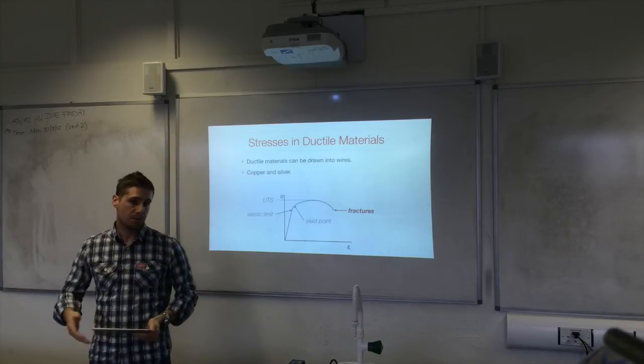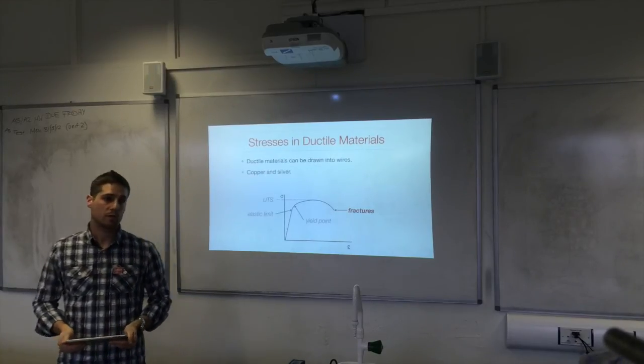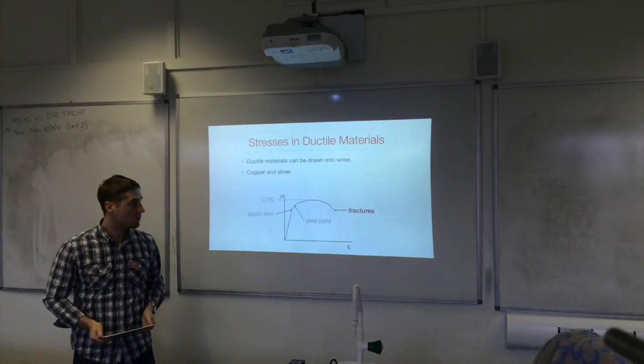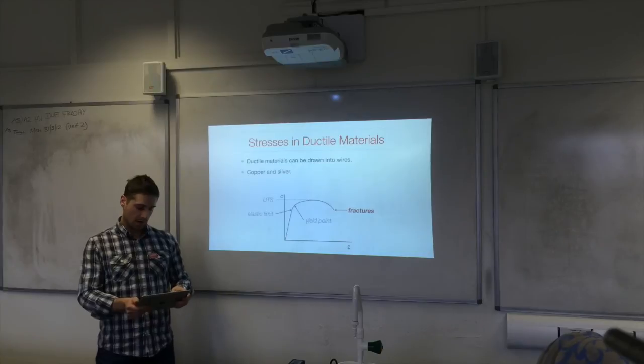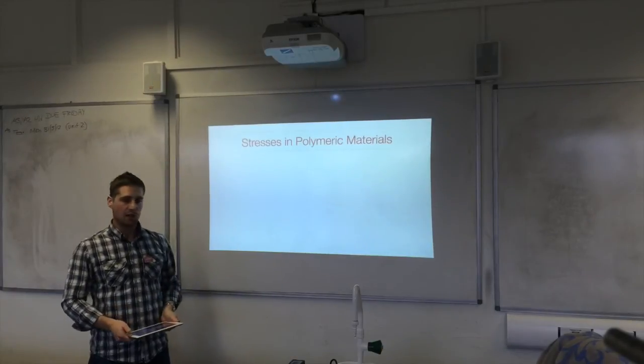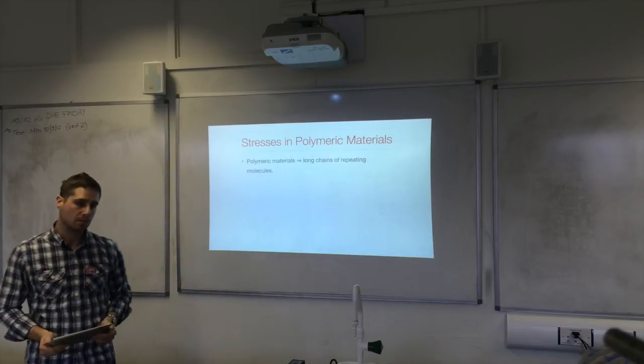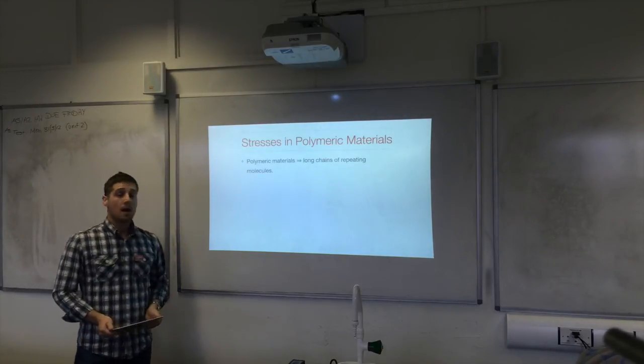Copper and silver would be examples of ductile materials. So these are metals. A lot of metals are ductile, under normal conditions, that is. If you start heating them up a lot or freezing them, then they behave differently.